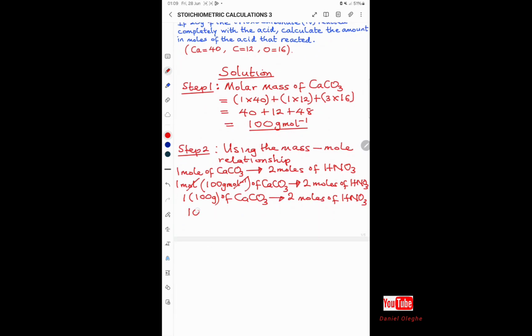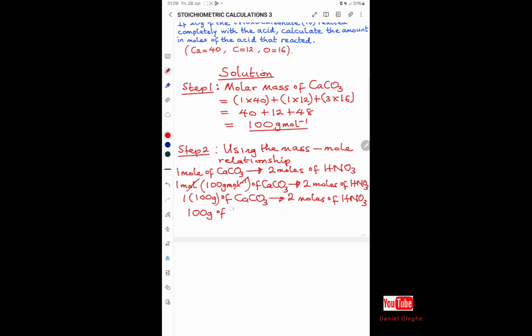Therefore, we have 100 grams. The 1 mole of the CaCO3 is now equivalent to 100 grams. Don't forget, what we are using to solve this question is mass to mole relationship. We are using the mass of the calcium carbonate, 20 grams, to determine the amount in mole of the acid that reacted. So let's go on.